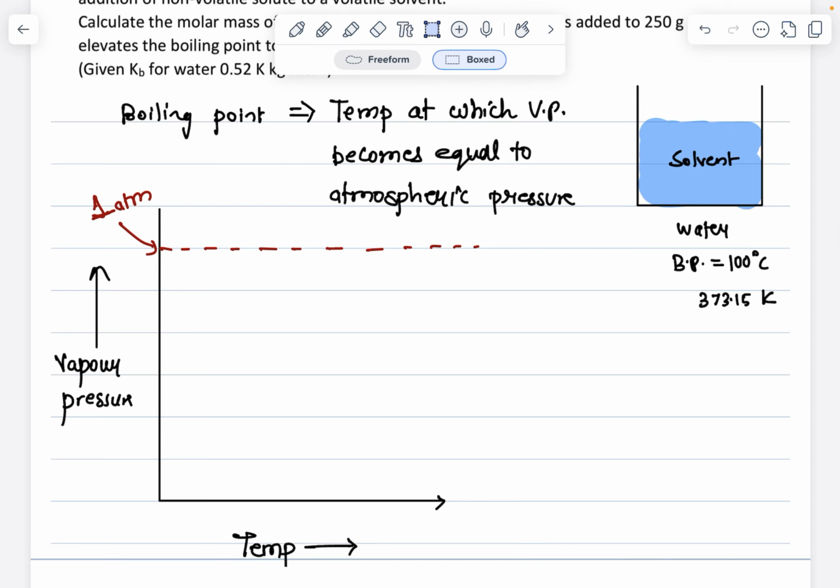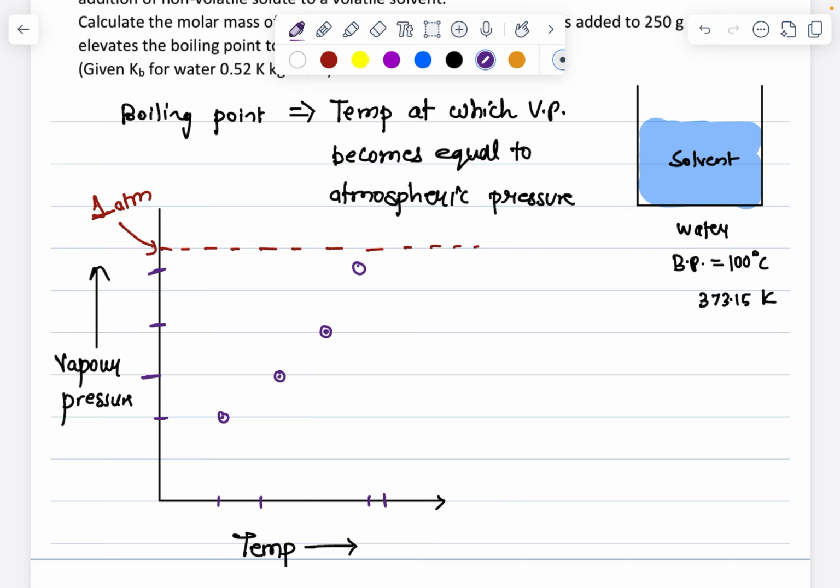So water is there and we start boiling it. Let's say this is the temperature, this is how the temperature is increasing in this direction. At this temperature, let's say here is the vapor pressure. At some higher temperature, this is the vapor pressure. At still higher temperature, this is the vapor pressure.